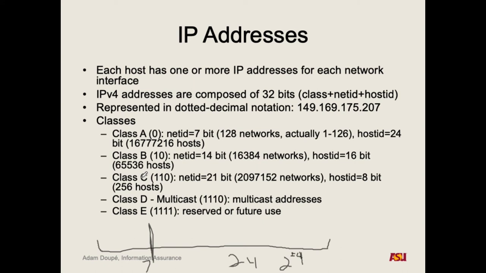So this is more of a historical perspective where they had these fixed class sizes. And so what's the key problem here? There's no in between. There's no way to say, well, I don't need 16 million, but I definitely need more than 65,000. And so this actually led to a lot of unused IP address space, which is why even though we have 4.3 billion theoretical IPv4 addresses, we've actually run out of free IPv4 addresses on the internet. V4, 32-bit addresses.